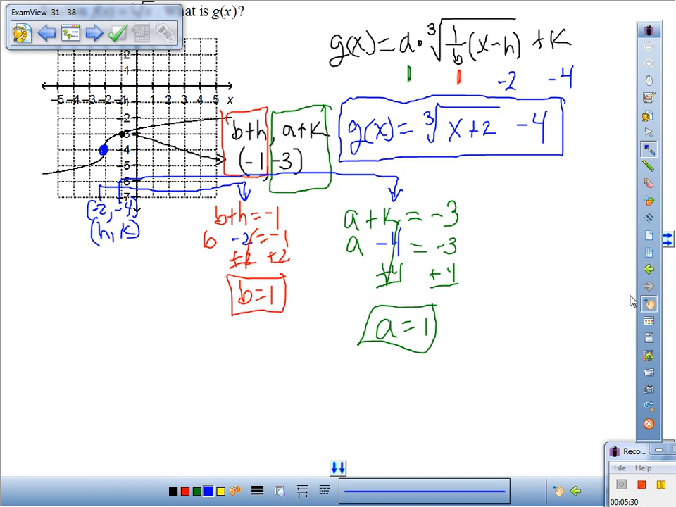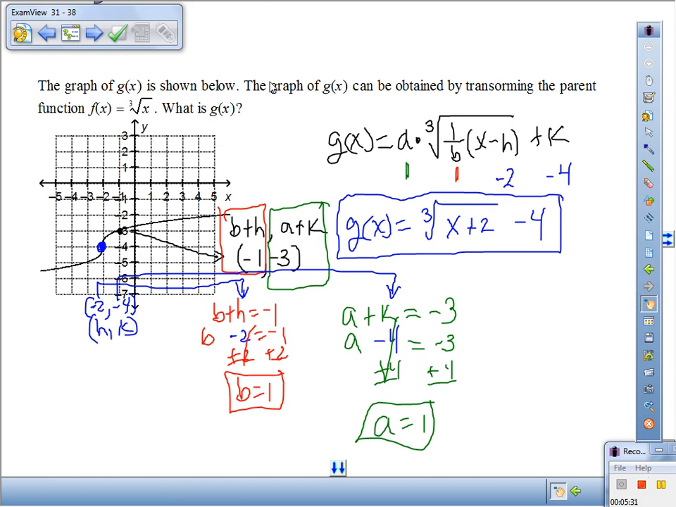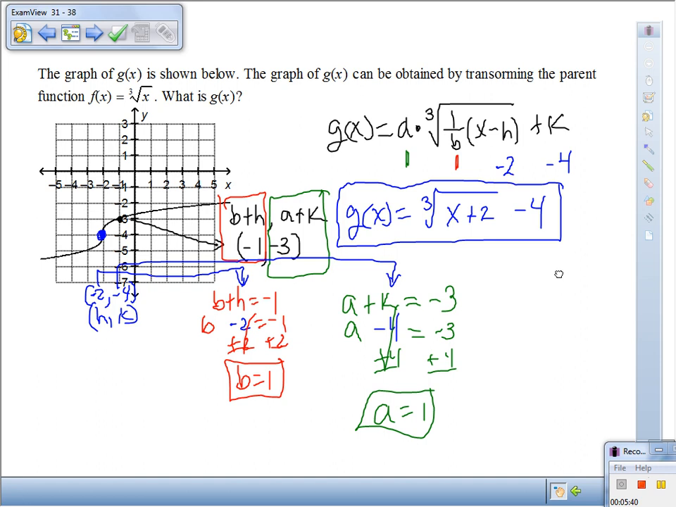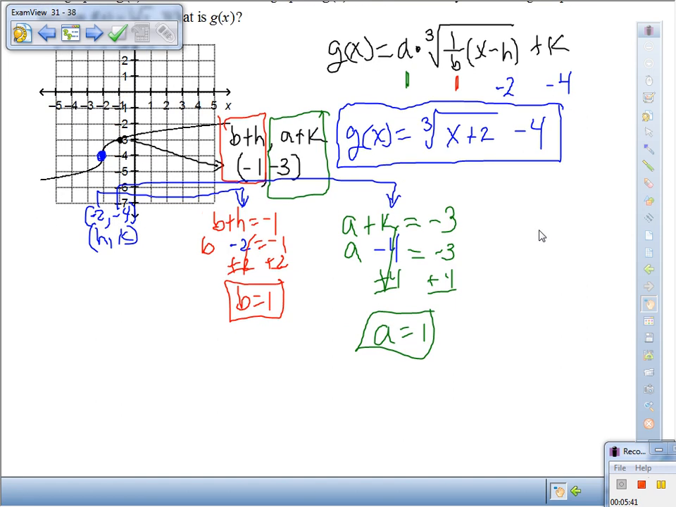Am I done? Let's see. The graph is shown, and the graph g of x can be obtained by transforming the parent function. What is g of x? That's it. They don't ask us to describe the transformation. But let me ask you a question. Look up. Look at this. What is the transformation to that function? What is it going to do to the original one? Tell your neighbor. What does it do to the original one?